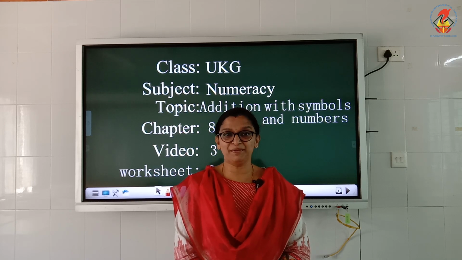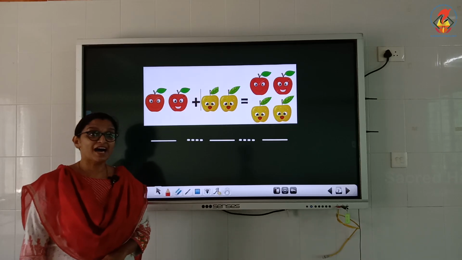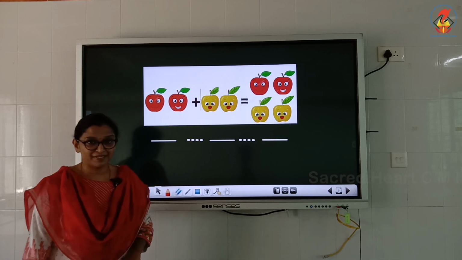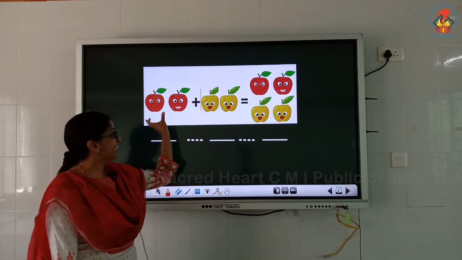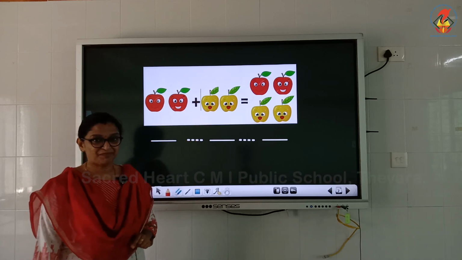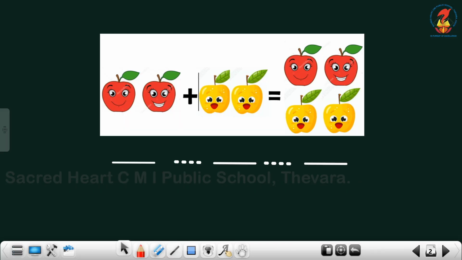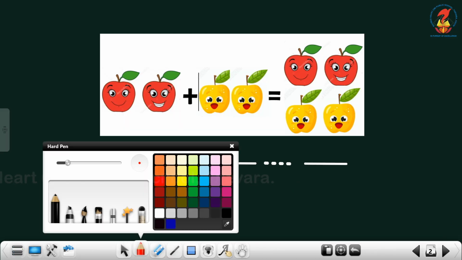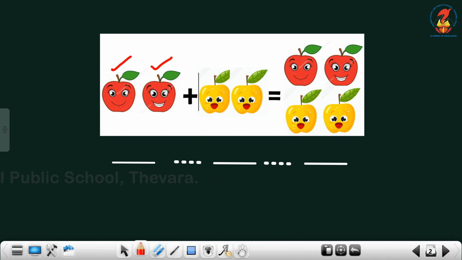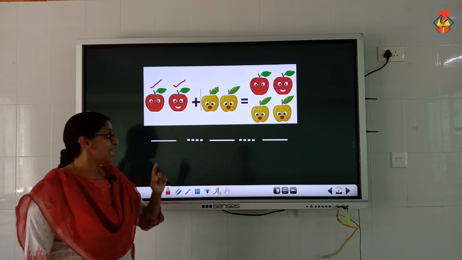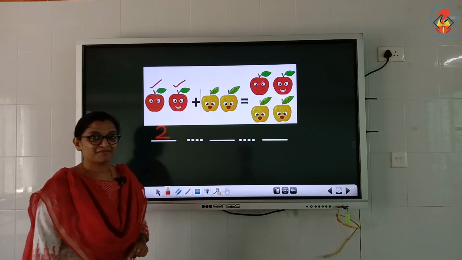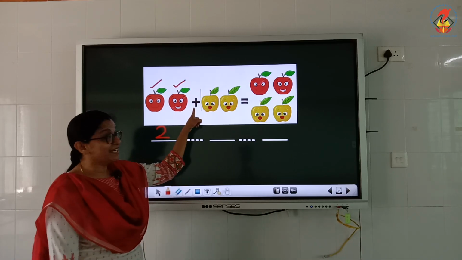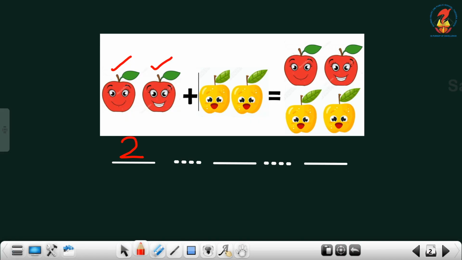Just look at this example. Here I have two groups of apples. Children, you have to count the number of apples in each group and write the number. In the first group, I have 1, 2 apples. So, I will write number 2 here. Next, we need to put a plus sign. Plus.